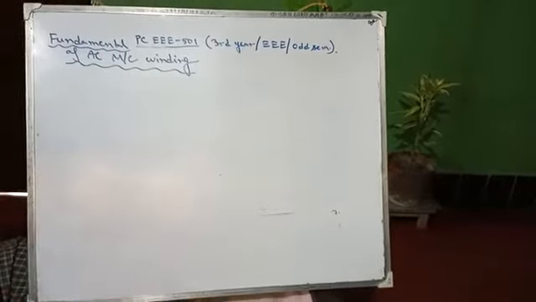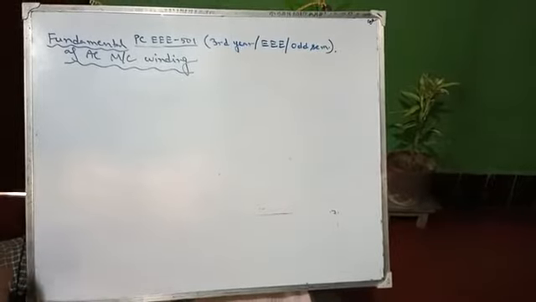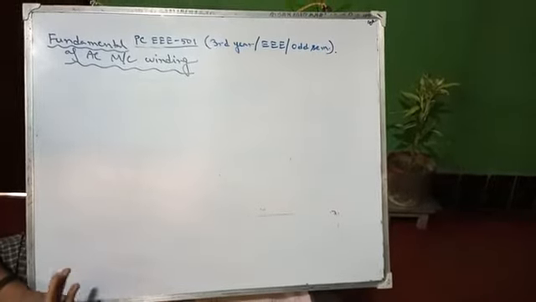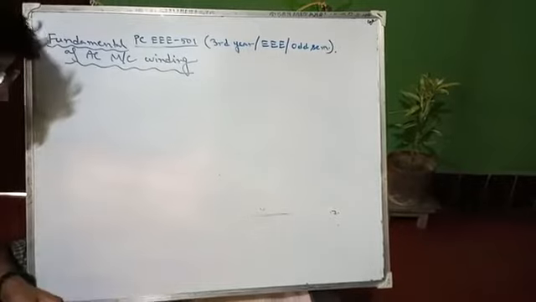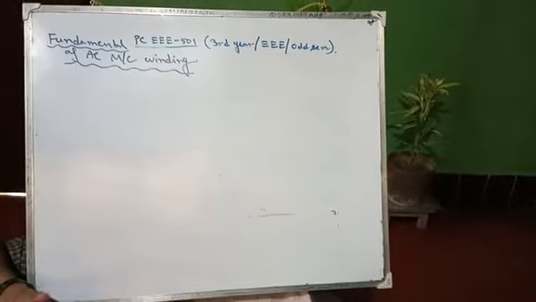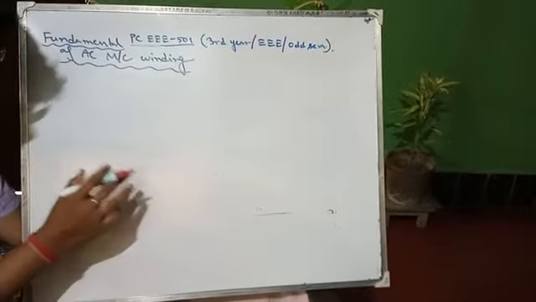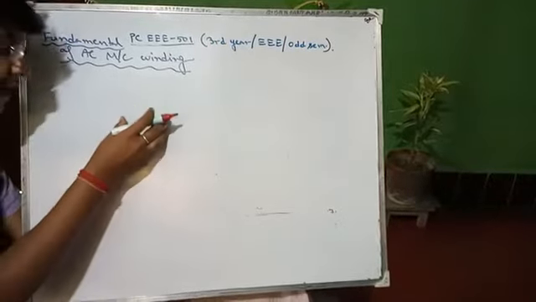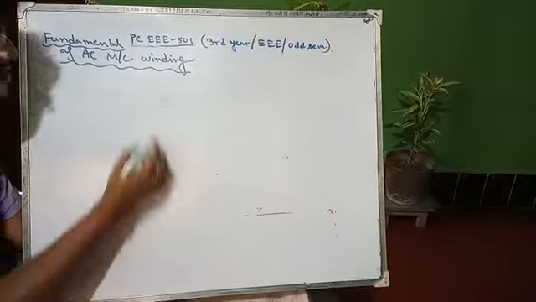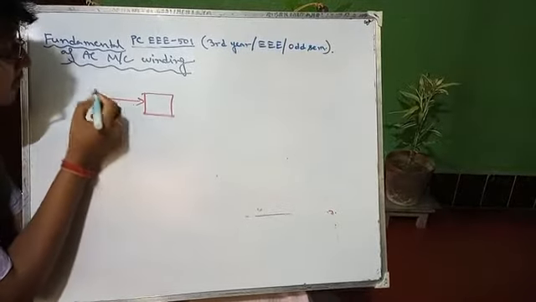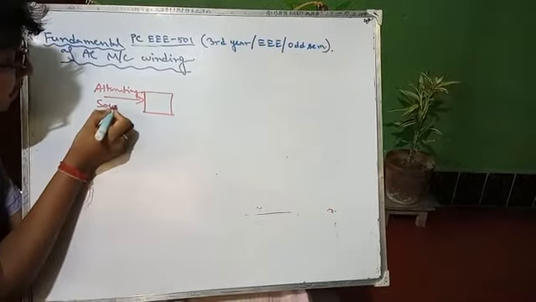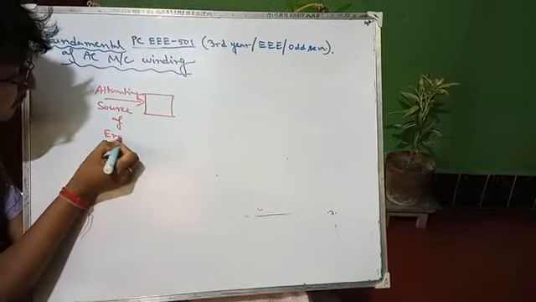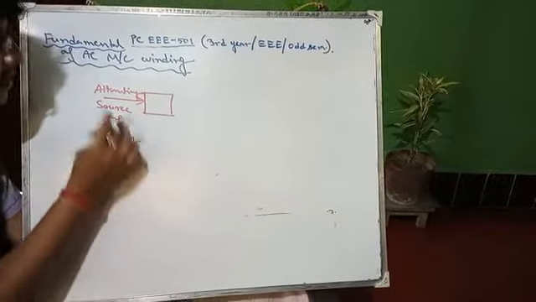Before entering into this topic, fundamental of AC machine winding, first you have to learn what is an AC machine. What is the difference between AC machine and DC machine? AC machine means an alternating source of current or voltage is directly associated with the system, a system where an alternating source of energy is given as input.